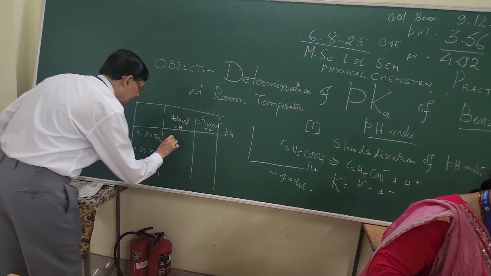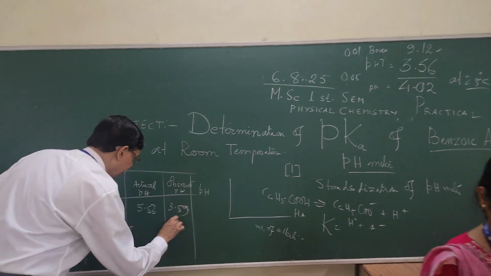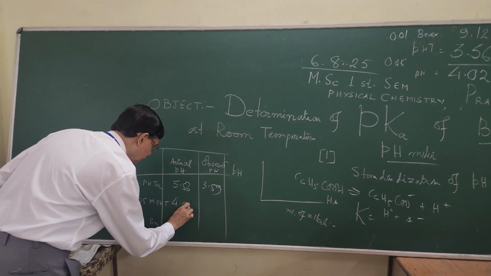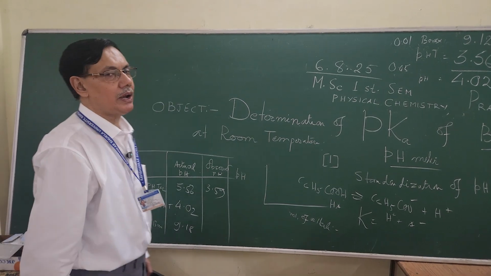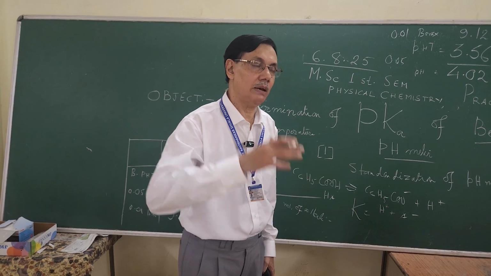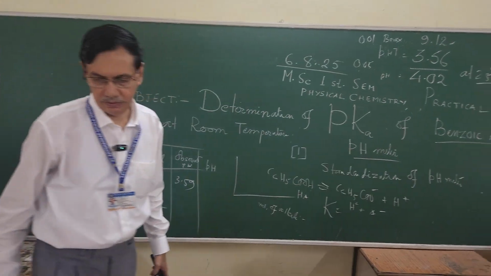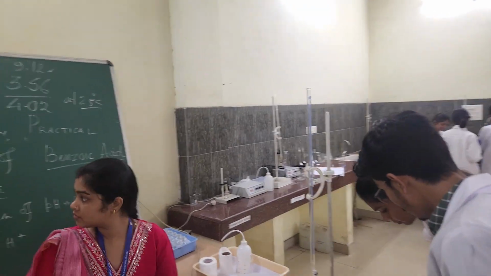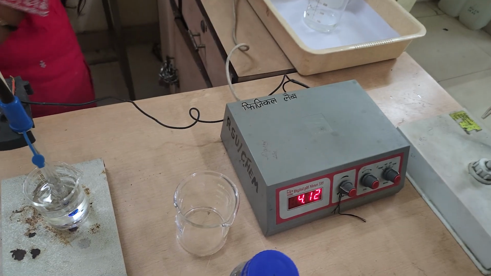Don't worry for that. If it is 3.56, we are getting 3.59, no problem. If it is 4.02, you check it. There is a book, Determination of Ionization Constant by Albert and Serjeant. This book is available in the library. Please check the values. 4.12. Yes. No problem.